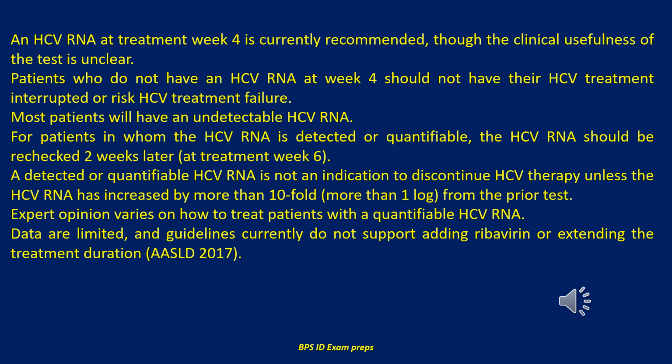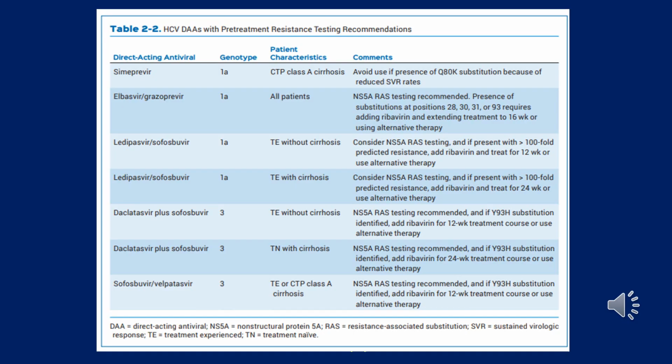Expert opinion varies on how to treat patients with a quantifiable HCV-RNA. Data are limited, and guidelines currently do not support adding ribavirin or extending the treatment duration, according to the AASLD 2017. Pause the video and carefully scrutinize Table 2-2, summarizing the HCV DAAs with pretreatment resistance testing recommendations.